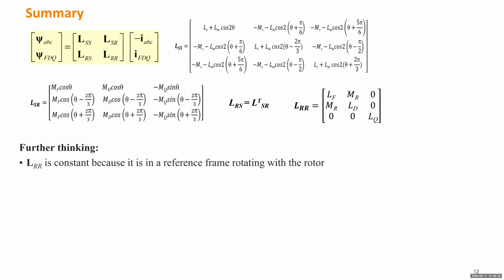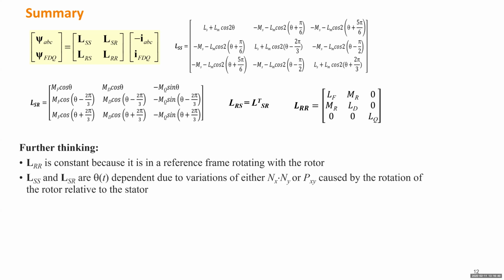So then we need to think about why this block is constant but the others are not. This block is estimated in the reference frame which is revolving together with the rotor, right? The others all involve some stator frame. That makes the LSS or LSR theta dependent. Because theta is time dependent, those are also time dependent, because they involve at least one winding which is from the stator.